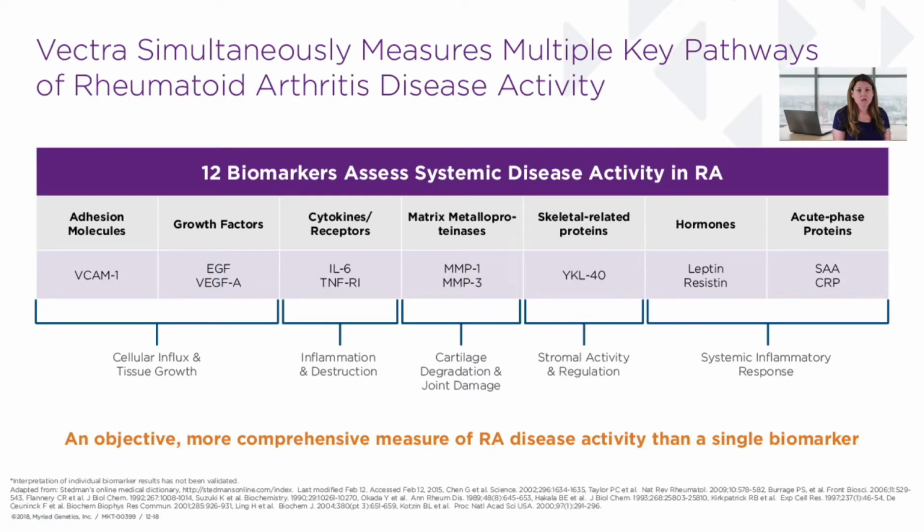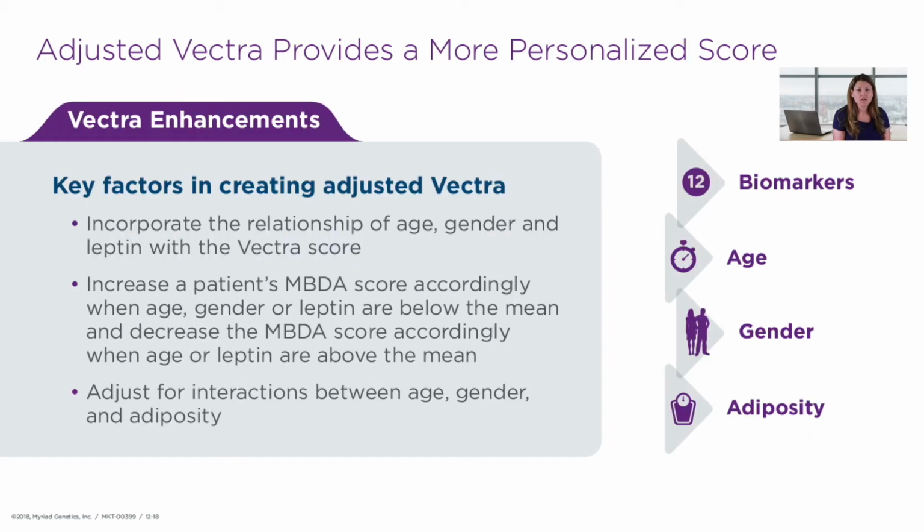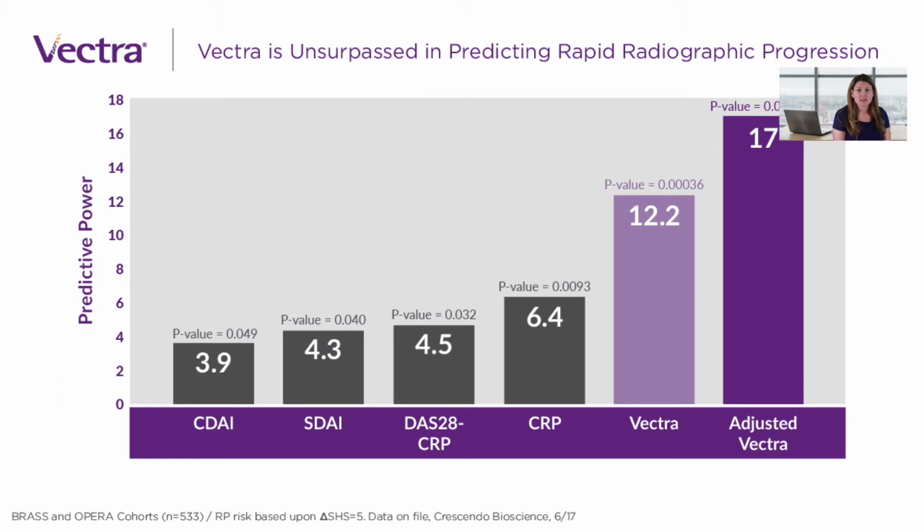Vectra is a multi-biomarker blood test for measuring rheumatoid arthritis inflammatory disease activity. It is validated for use in adults diagnosed with RA. Vectra measures the serum concentrations of 12 protein biomarkers reflecting the pathobiology of RA and accounts for age, gender, and adiposity to provide a personalized score on a scale of 1 to 100 that represents the level of RA disease activity in that patient. Vectra is unsurpassed in predicting rapid radiographic progression compared to other disease activity measures. Vectra can help guide personalized medical management decisions to help improve patient outcomes.